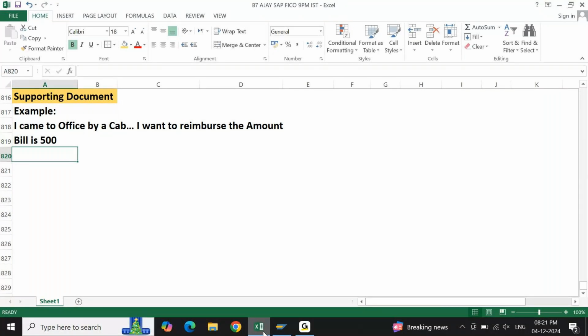We will not get. We need to provide a supporting document. You need to provide the taxi bill. Taxi or cab bill is required. Usually, we will be using the word bill. This bill is nothing but invoice. Bill and invoice are the same. You need a taxi bill, you need a cab bill, either manual or system generated. Agree?